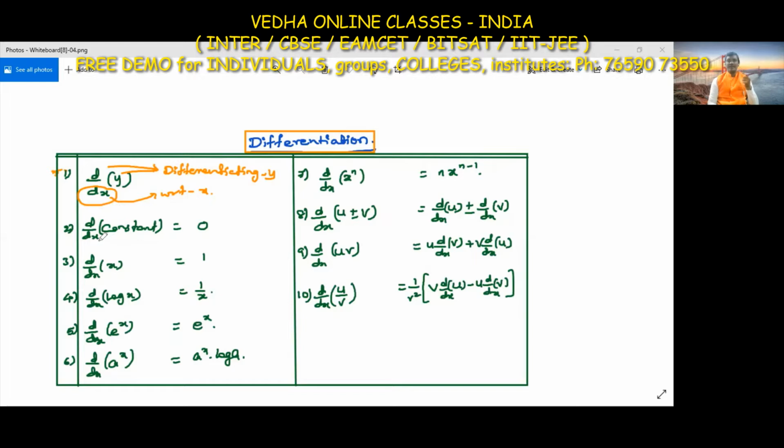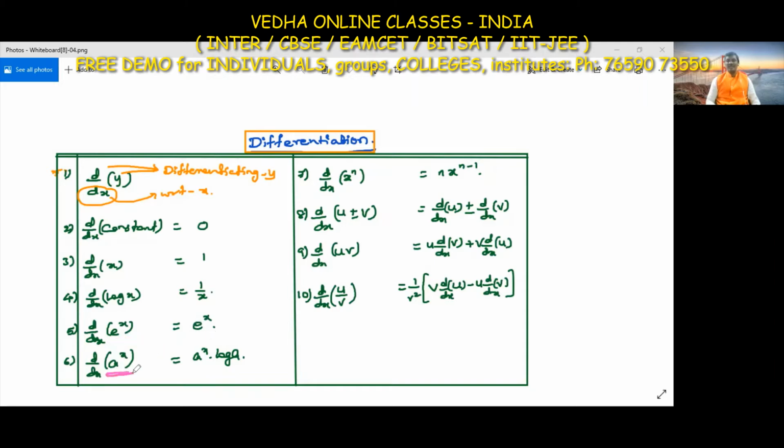Okay, and d by dx of a constant, what is the formula? That is 0. And d by dx of x is equal to 1, d by dx of log x is 1 by x, and d by dx of e to the power x is equal to e to the power x. Everybody likes this formula. Why? Because there is no change in the formula. The e power x formula is e power x only, no change in this.